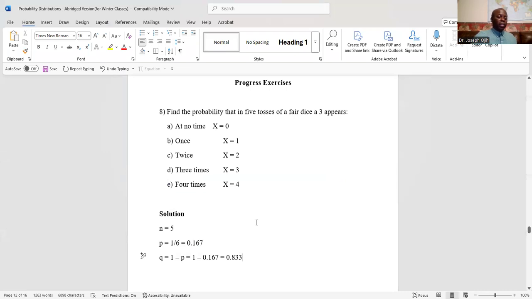Okay, now let us write these things down and then we can go in Excel and do it. Something that might take us up to 30 minutes, Excel can just do in a matter of 5 minutes or less. So N is 5, P is 0.167, Q is 0.833. X goes from 0, at no time, once, twice, so 0, 1, 2, 3, 4. So now let's go and put it in Excel.